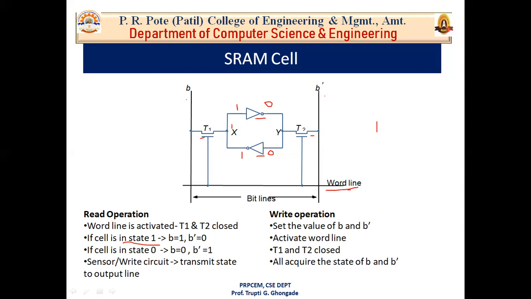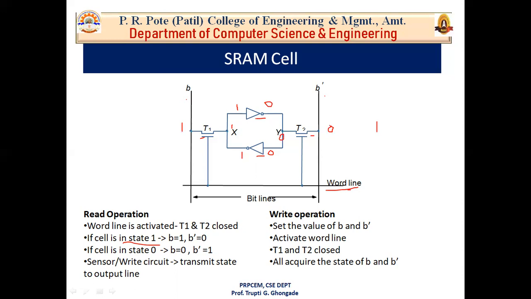This information is transferred through the transistor to the bit line. So the bit line will be having value 1. Now look here, position Y. Position Y will have a value 0. So this value 0 through the transistor T2 is given to the bit line B dash, that is 0.